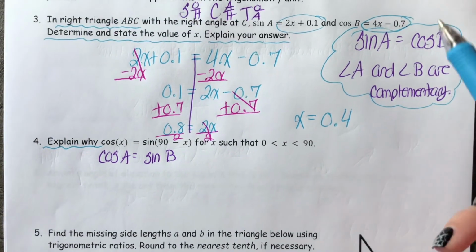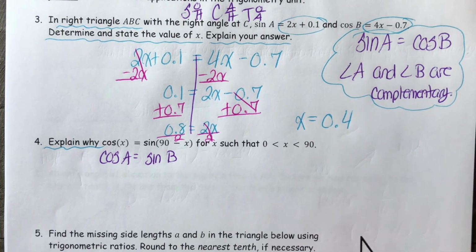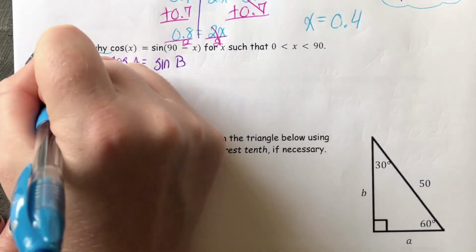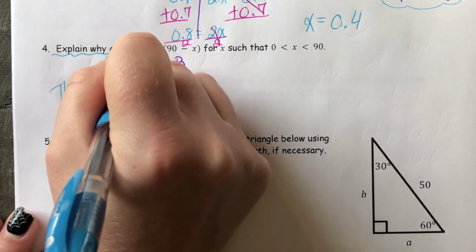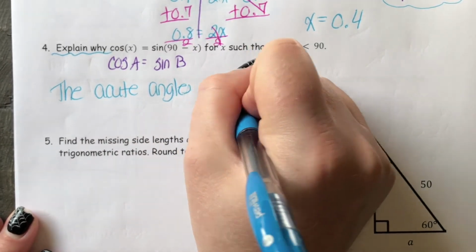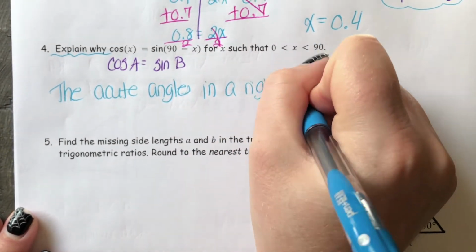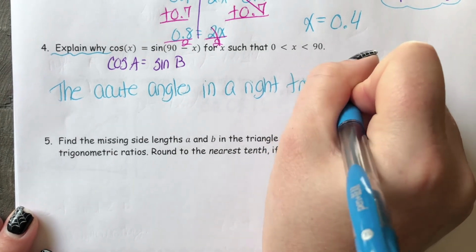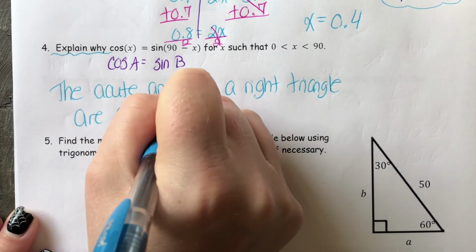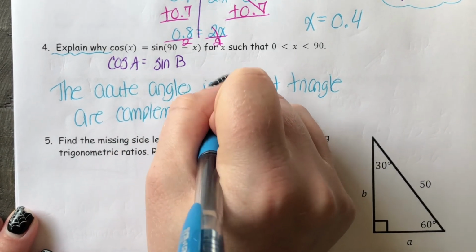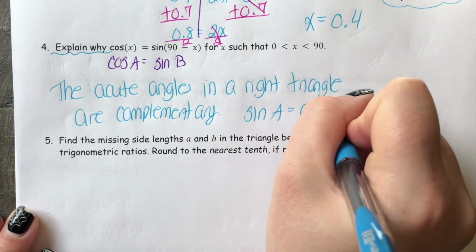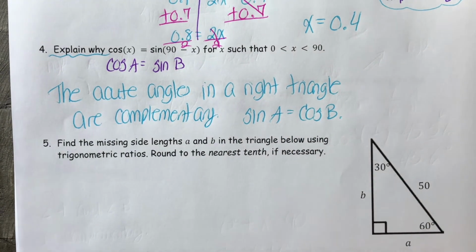Well, we've been explaining it this whole time so far. Sine of A equals cos of B because the acute angles in a right triangle are complementary. And how do I know they're complementary? Because I know sine of A equals cos of B, all right? And we've gone over this.